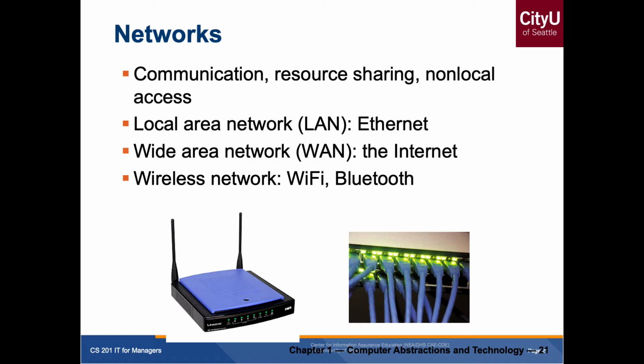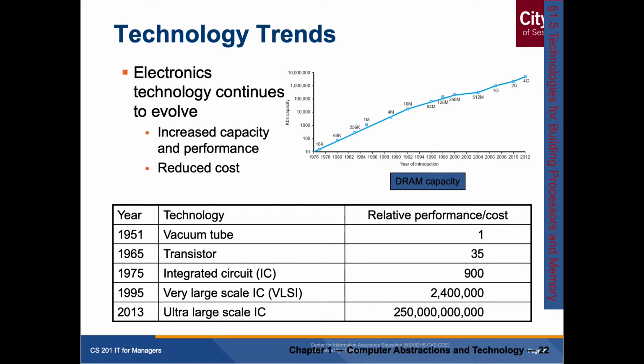In networks, we do have the local area network, which we use the Ethernet. Usually it's colored blue where you plug everything, right? And now you have the wireless network, which is Wi-Fi, Bluetooth. So for the technology trends, electronics communication technology continues to evolve. Again, cost basically goes down and down, and performance goes up and up.